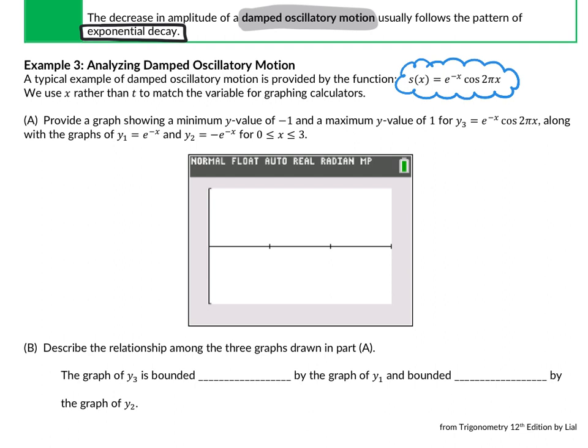We changed to x instead of t so that our graphing calculators can graph it because they don't speak in t's, they speak in x's. What we're going to do is provide a graph showing a minimum y value of -1, a maximum y value of 1 for 3 functions happening at the same time.